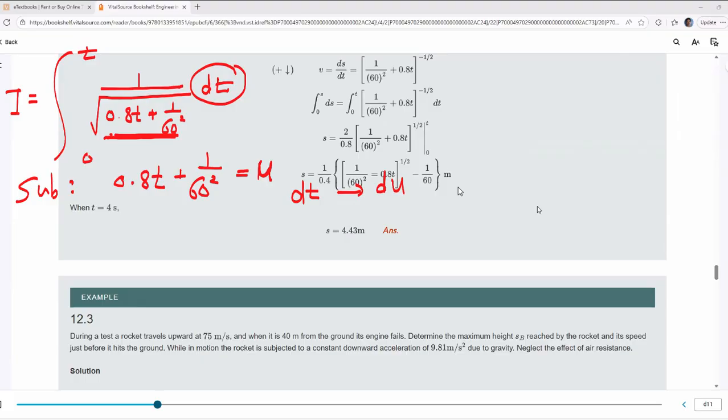Now then, to switch dt to du, we apply differential. On the left-hand side we have the t variable with a constant, on the right-hand side the u variable. Then simply apply the differential. Okay, your reference: differential.